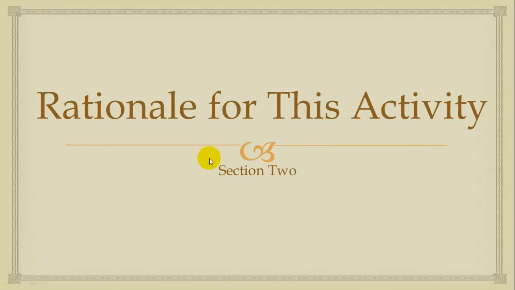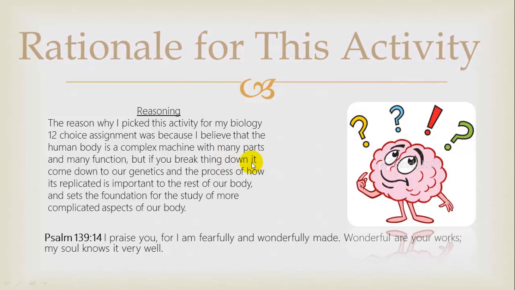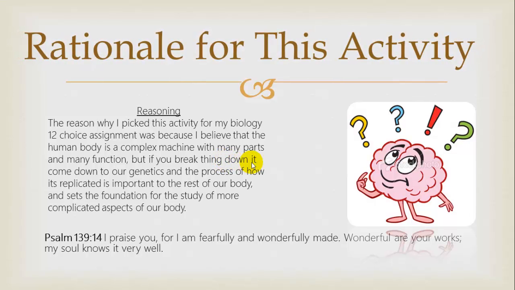In section 3, I'll talk about the rationale for this activity. The reason why I picked this activity for my Biology 12 choice assignment was because I believe that the human body is a complex machine with many parts and many functions, but if you break it down, it all comes down to genetics, and the process of how it's replicated is important to the rest of our body and sets the foundation for a study of more complicated aspects of biology.